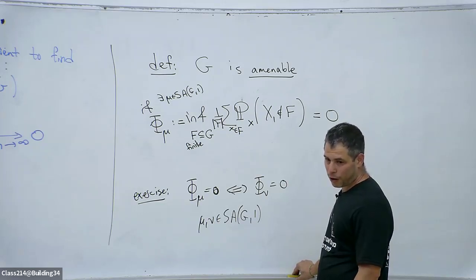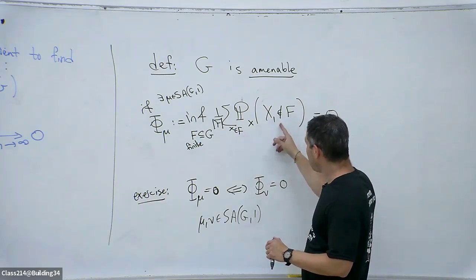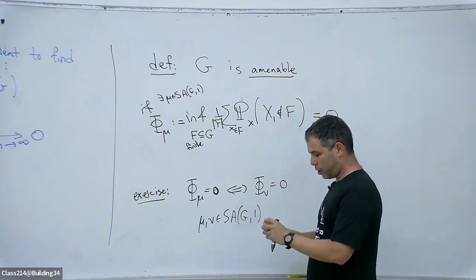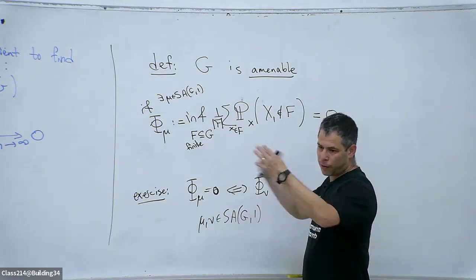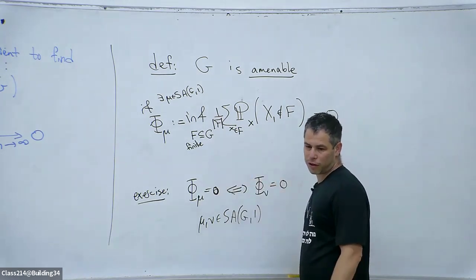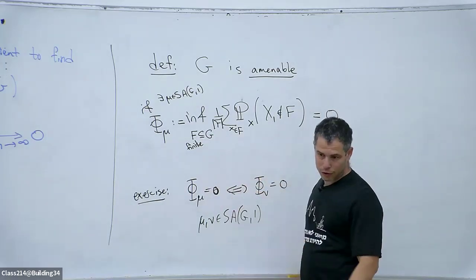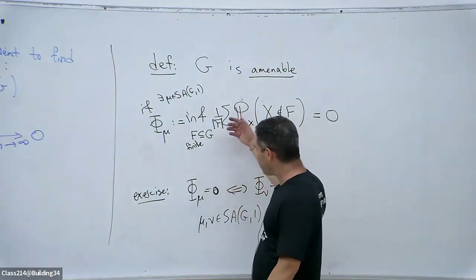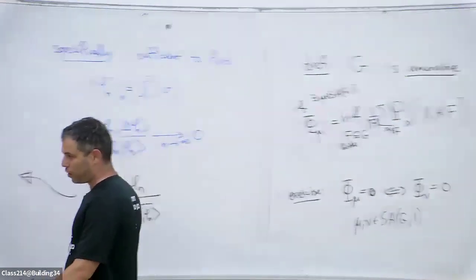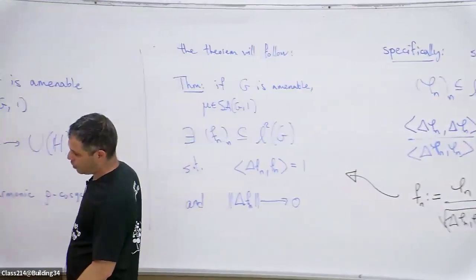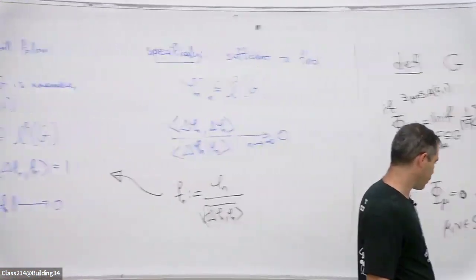Yes, but for fixed f, this changes. Imagine a random walk which takes only neighbor steps, and then one with big jumps. Of course, the one with big jumps has more probability of exiting this finite set f. But you can take bigger and bigger sets for which this goes to 0, and then the other one will also go to 0. You have to prove that this is the case. So amenability doesn't depend on the choice of random walk.